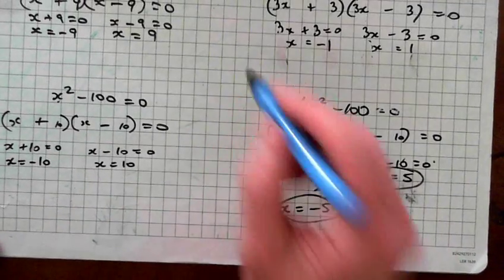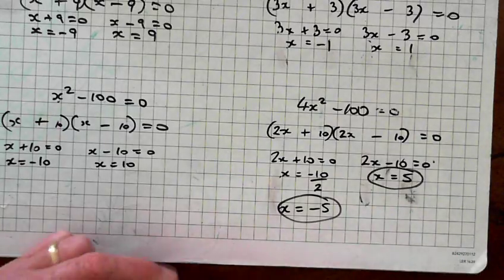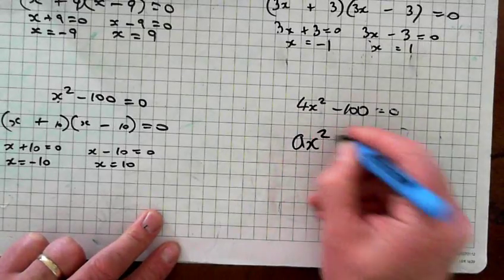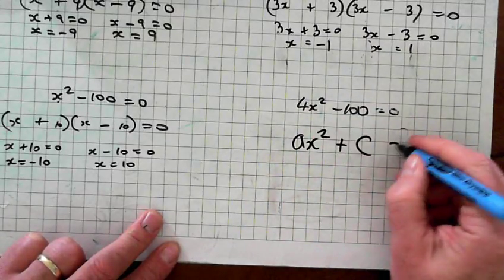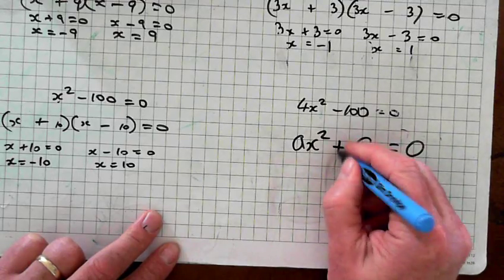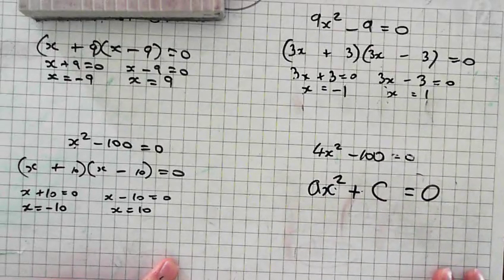Okay? These are all type 3. The reason why these are type 3, what do they have? They have an x squared and a number. Or usually, well, minus or plus, doesn't matter. They have an x squared and a number. They have no x. Right?